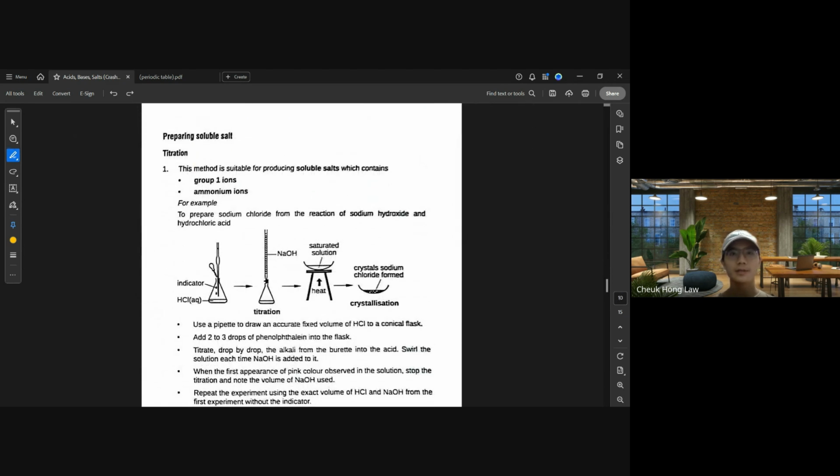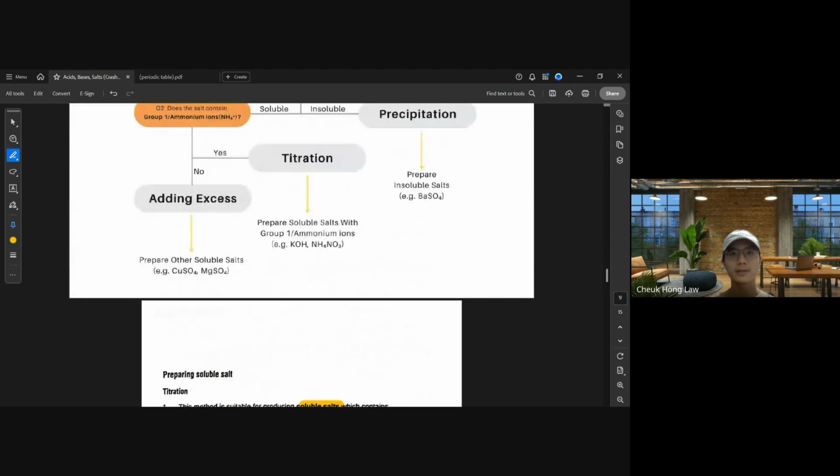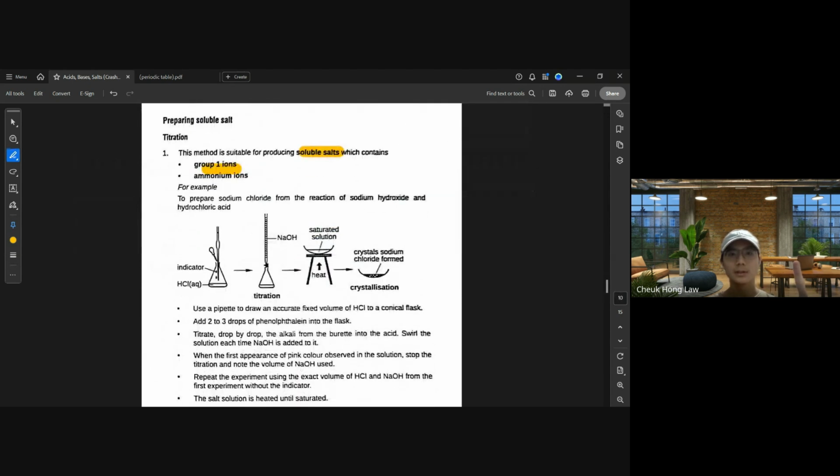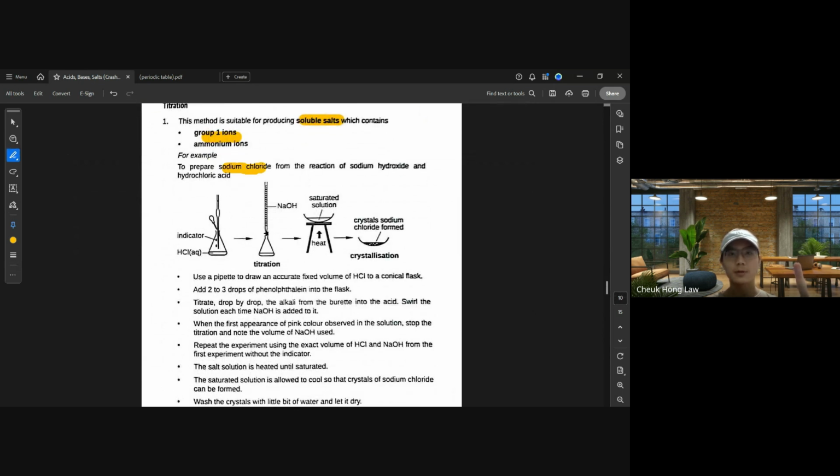All right. So now that we understand this, I'm going to move on to the first method, which is titration. This method is suitable for producing soluble salts which contain group 1 ions and ammonium ions. Remember, soluble salts which contain group 1 and ammonium ions. So we look at the first example, which is sodium chloride.